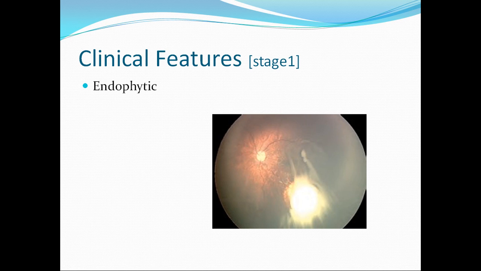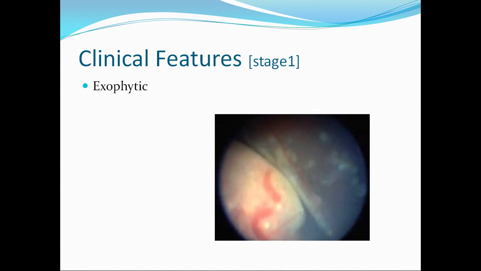The retinal vessels are not seen on the tumor surface. In presence of calcification, it gives the typical cottage cheese appearance. Second type is the exophytic, in which the tumor grows towards the subretinal space. Retinal detachment usually occurs and retinal vessels are seen over the tumor.